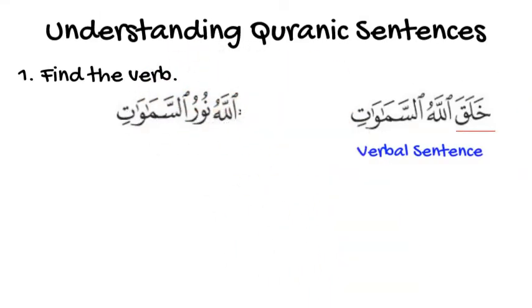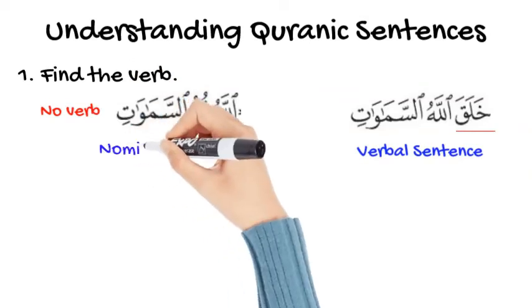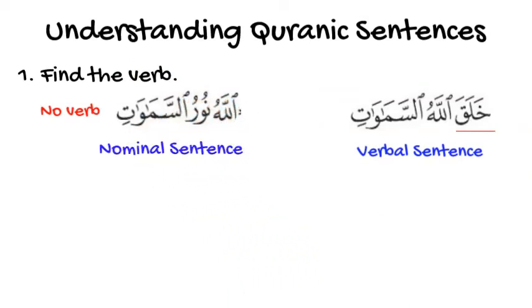Allahu Nour Al-Samawat. We don't have any verb here in this sentence, and so we know that this is a nominal sentence. There is a subject and a predicate. Next, after we've found the verb or found no verb, now we know what type of sentence this is, whether it's a verbal sentence or a nominal sentence.